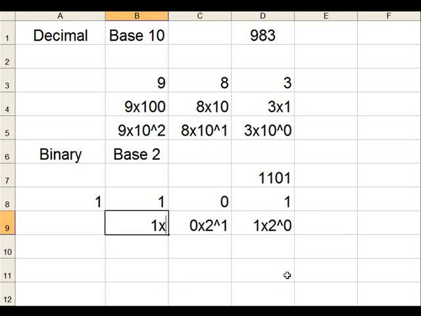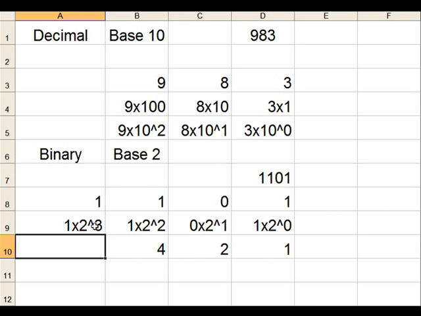This 1 represents 1 times 2 to the power of 2. What's 2 to the power of 2? It's 4. And this 1 represents 1 times 2 to the power of 3. Okay. 2 to the power of 0 is 1. 2 to the power of 1 is 2. 2 to the power of 2 is 4. 2 to the power of 3 is 2 times 2 times 2, which is 8.